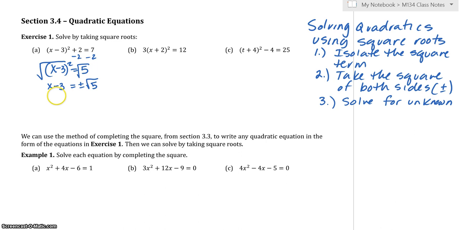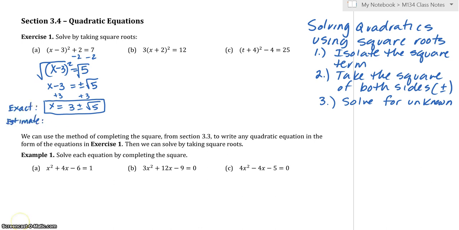And then step 3 is solve for our unknown. So I'm going to add 3 to both sides. And what I get is x is equal to 3 plus or minus the square root of 5. We solve for x, that is the answer. That is called the exact answer.